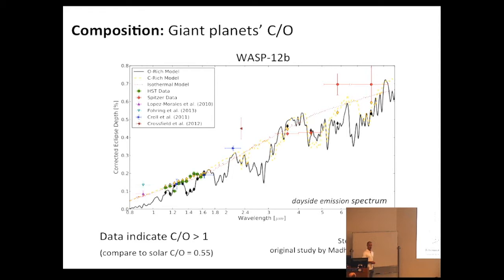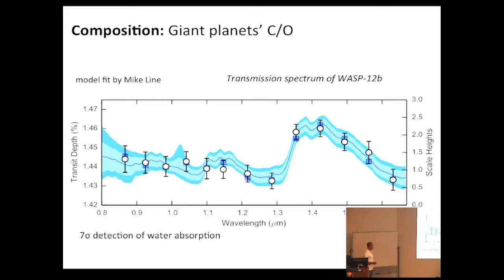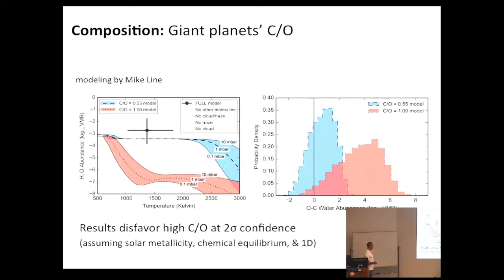As Laura talked about yesterday, I think, we decided to take another view of this canonical planet, WASP-12b, by taking a transmission spectrum, and the results were quite surprising. Strong water absorption features, lack of methane absorption features. Running through the equilibrium calculations, you see the water absorption that we see is too strong to be consistent with high C/O. In fact, it's quite consistent with a solar C/O.